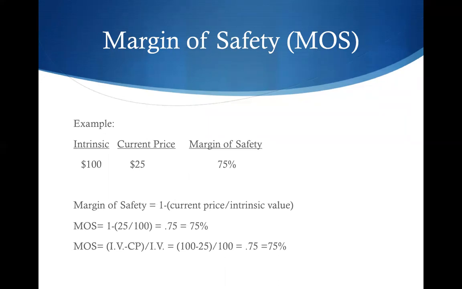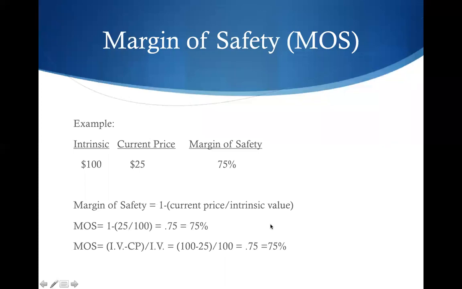I put up 2 ways you can come up with the margin of safety. The margin of safety equals 1, which is just like a beta that they threw out there, minus the current price divided by the intrinsic value. So 1 minus 25 divided by 100 gives you 0.75, which is 75%. Or you can do the intrinsic value, 100, minus the current price, divided by the intrinsic value, 100, and you get 75%. So there are 2 ways to do that.